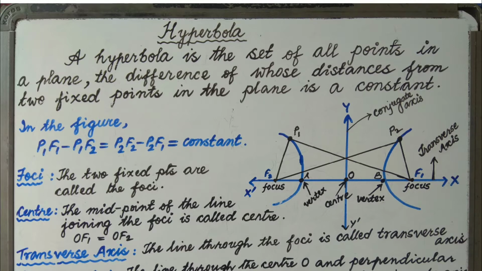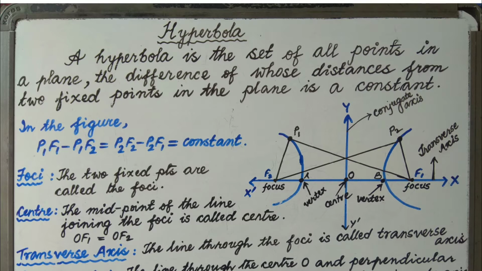A hyperbola is the set of all points in a plane, the difference of whose distances from two fixed points in the plane is a constant. Now here we need to stress on the word difference. The difference of whose distances from two fixed points is a constant.